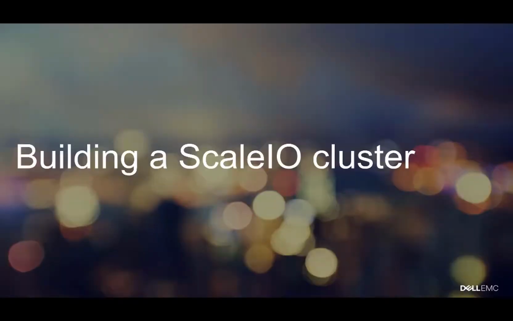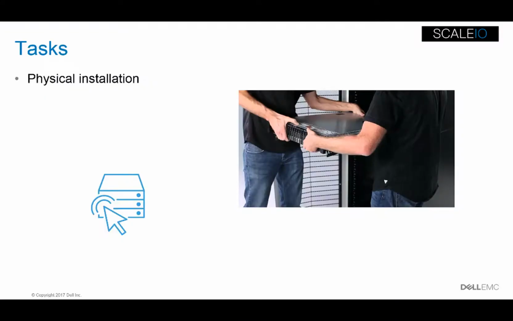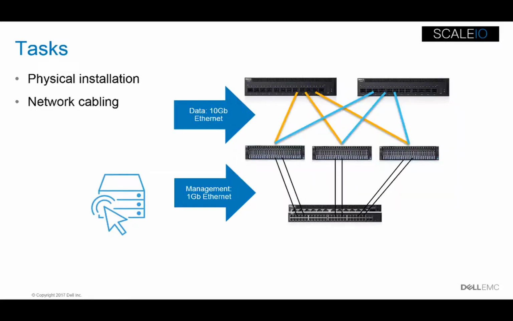Let's take a look at the steps required to build our 3-node ScaleIO cluster. The first step is the physical installation of nodes into the data center racks. Dell makes this easy with Ready rails. These rails require no screws and, thankfully, no screwdrivers. After installing into the racks, nodes will need to be cabled to the networks.